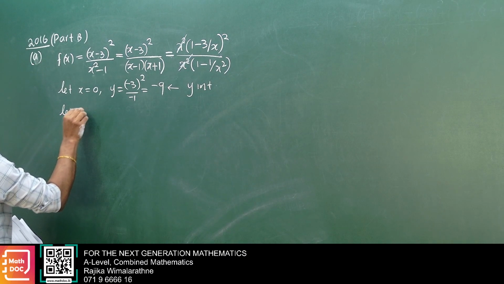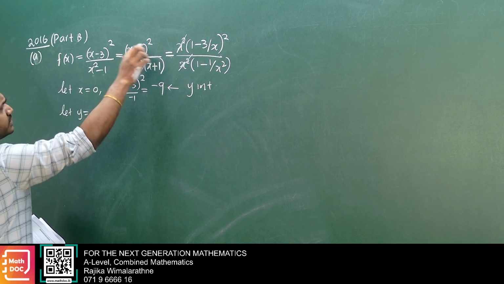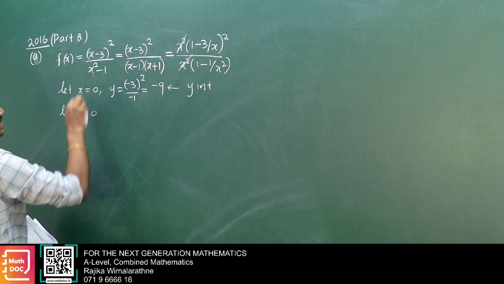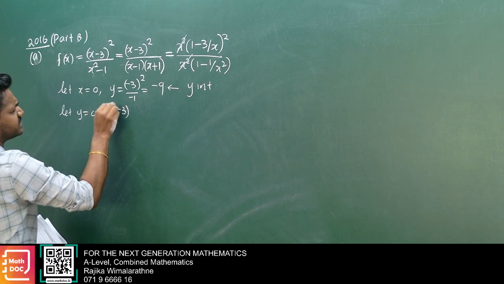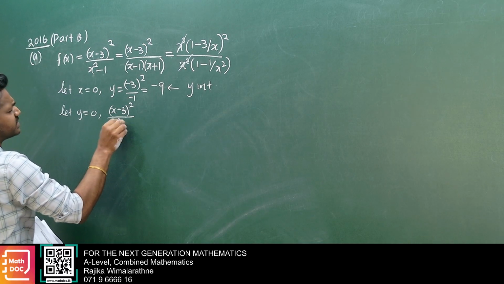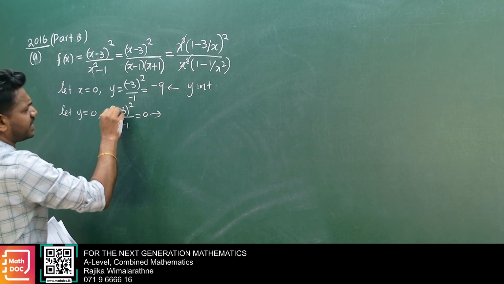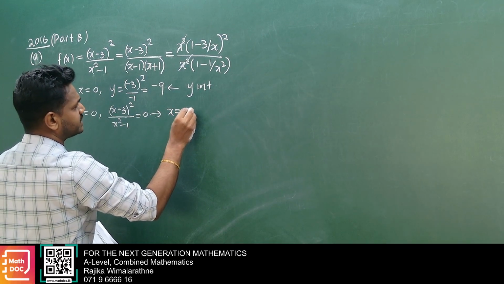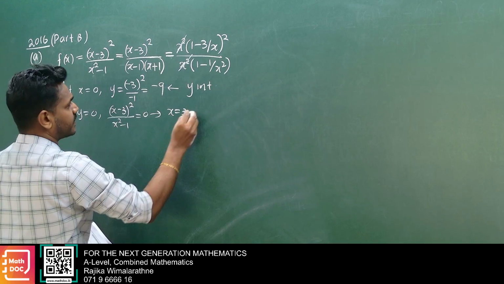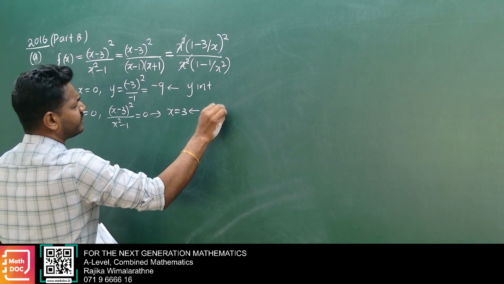Let y equal 0. Now you go to the factor format: y equals 0, then (x minus 3) squared over x squared minus 1 equals 0. Then we get x equal 3. This is the x-intercept.